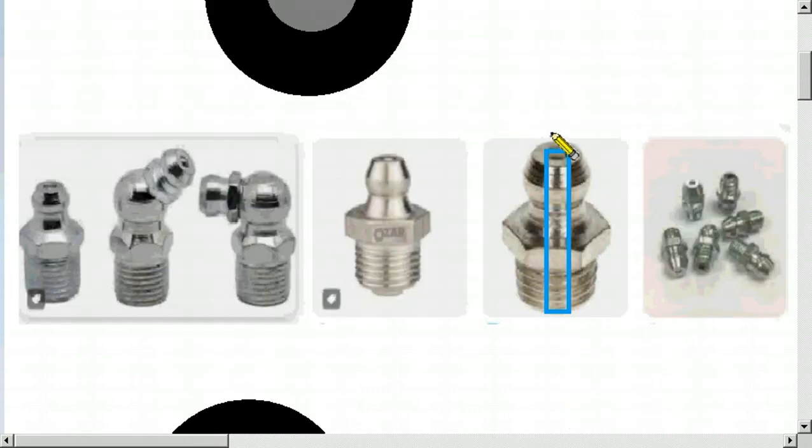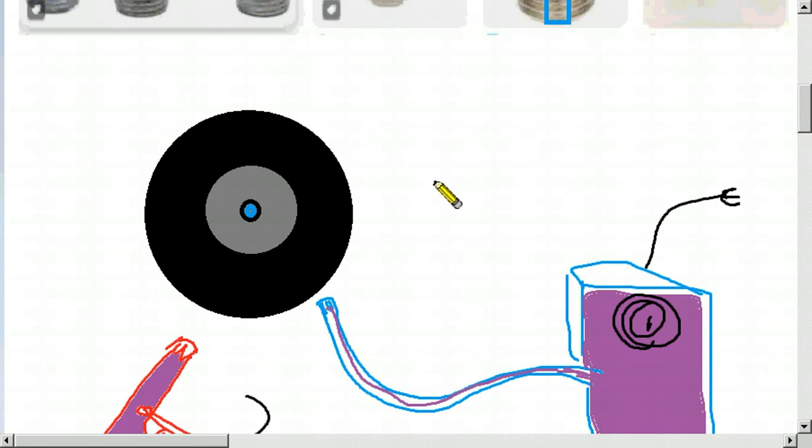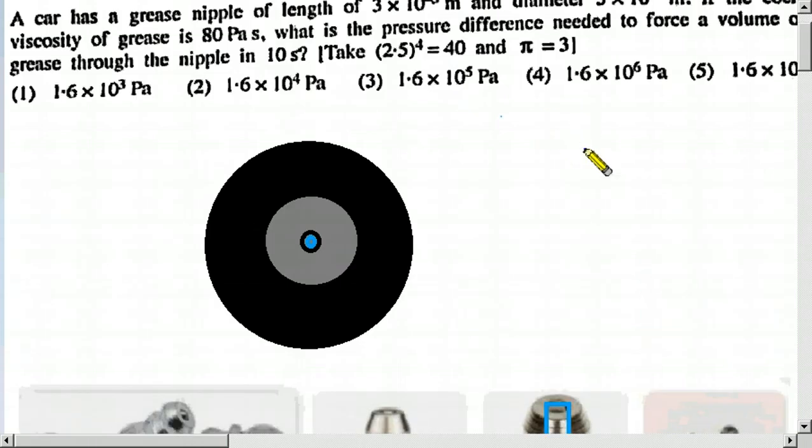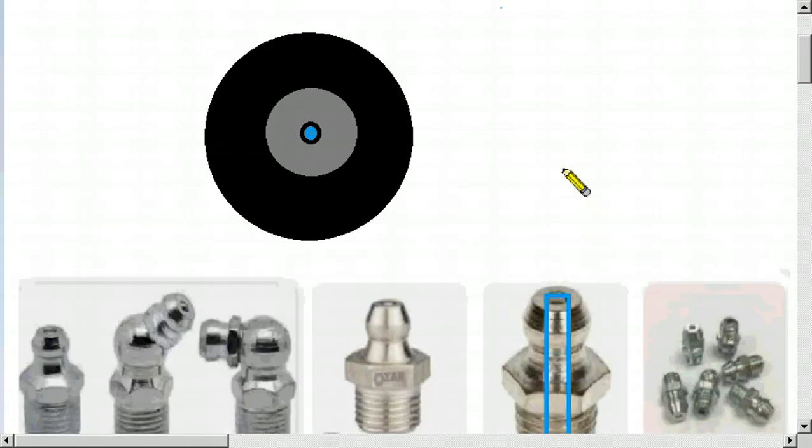The nipple is just a sort of tube, but it has a metallic ball inside. So it works as a valve. When grease goes inside, it doesn't come back out. Actually, in this question, we don't want to consider that. We have to consider just the tube.